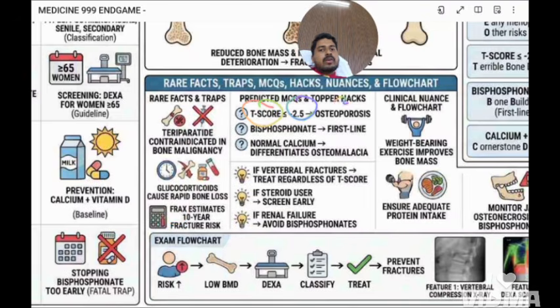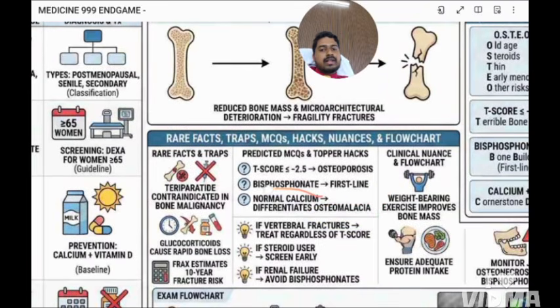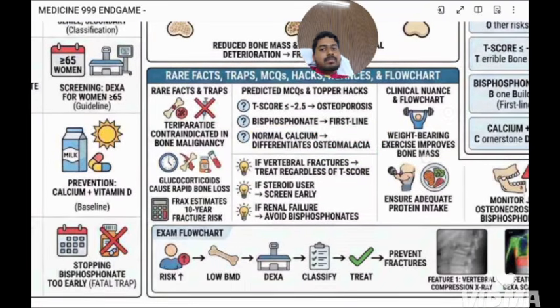Next, a T score of less than minus 2.5 on DEXA is osteoporosis. Bisphosphonate is first line, and normal calcium level differentiates it from osteomalacia, because in osteomalacia there is a mineralization problem. Here there is only decreased bone mineral density, but in osteomalacia there is decreased mineralization, and hence there will be decreased calcium levels also. Here there will be normal calcium. So in osteoporosis, calcium levels will be normal, but in osteomalacia calcium levels will be decreased. It's a very important part. Osteomalacia is mineralization, M for M.